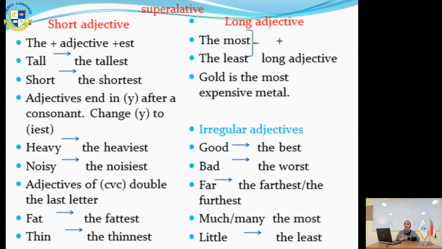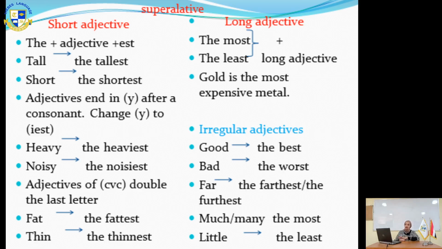What about the long adjectives? With the long adjectives, we can't add est at the end. We can't say it's the expensivest one. No, this is totally wrong. So what do we have to do? We have to use the most or the least. The most means it's better than everything, and the least means that it's under everything. Plus the long adjective. For example, gold is the most expensive metal. It means that nothing is more expensive than it.